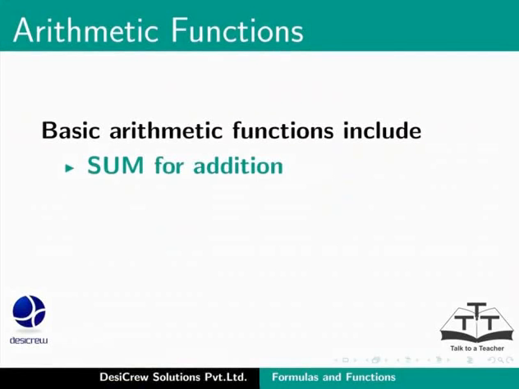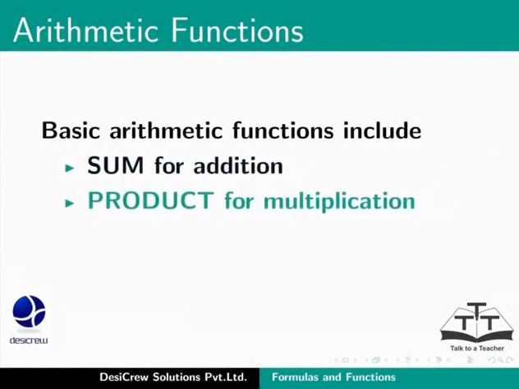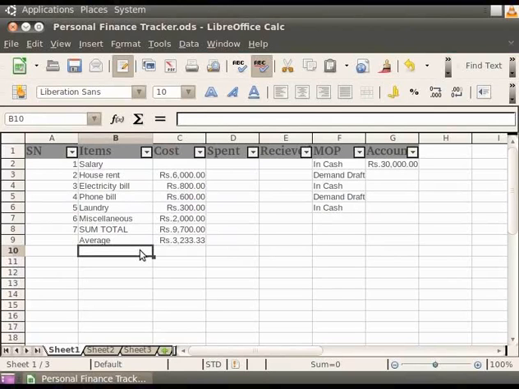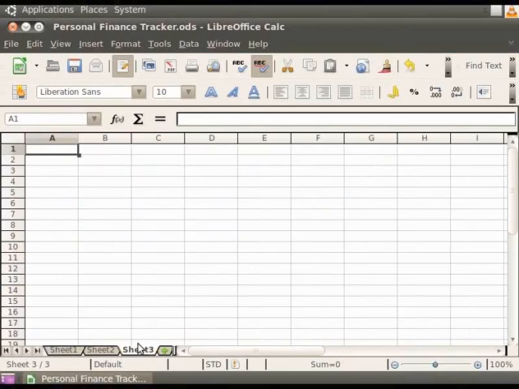Basic arithmetic functions include sum for addition, product for multiplication, quotient for division, and many more which we have already learned in the earlier tutorials. Now let's perform some operations to check how the sum, product, and the quotient functions work. First, let's select sheet 3. Enter the numbers 50, 100, and 150 within the cells referenced B1, B2, and B3 respectively.